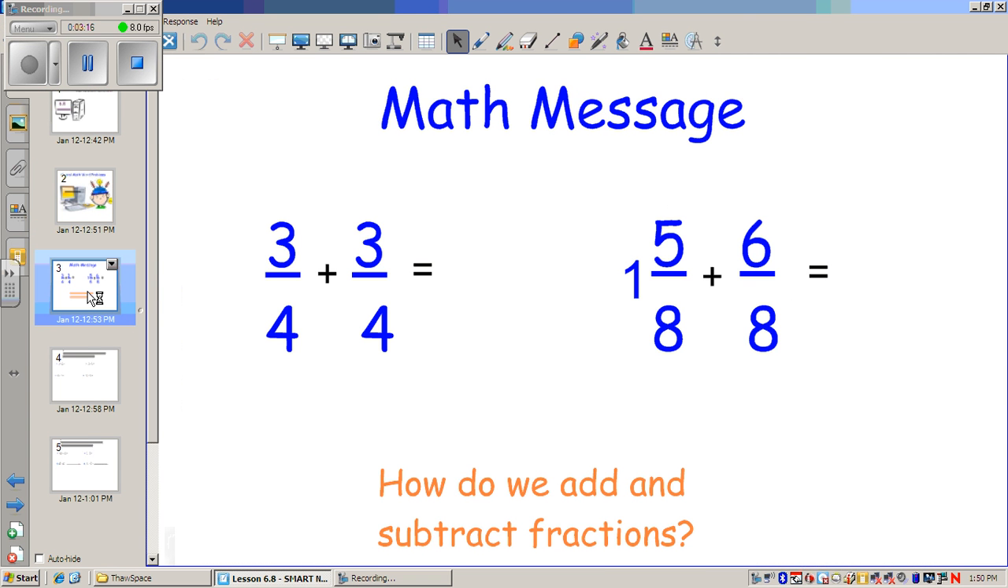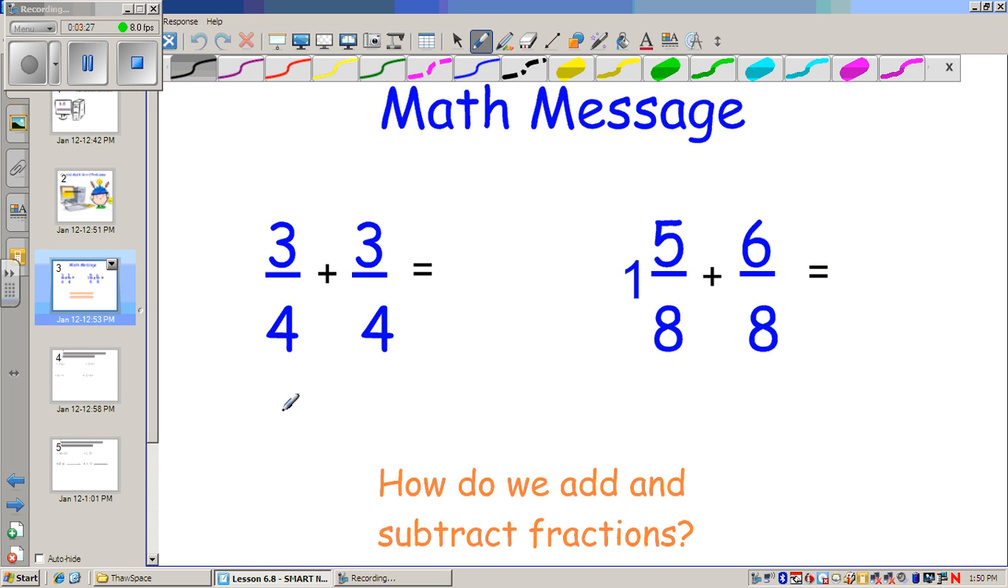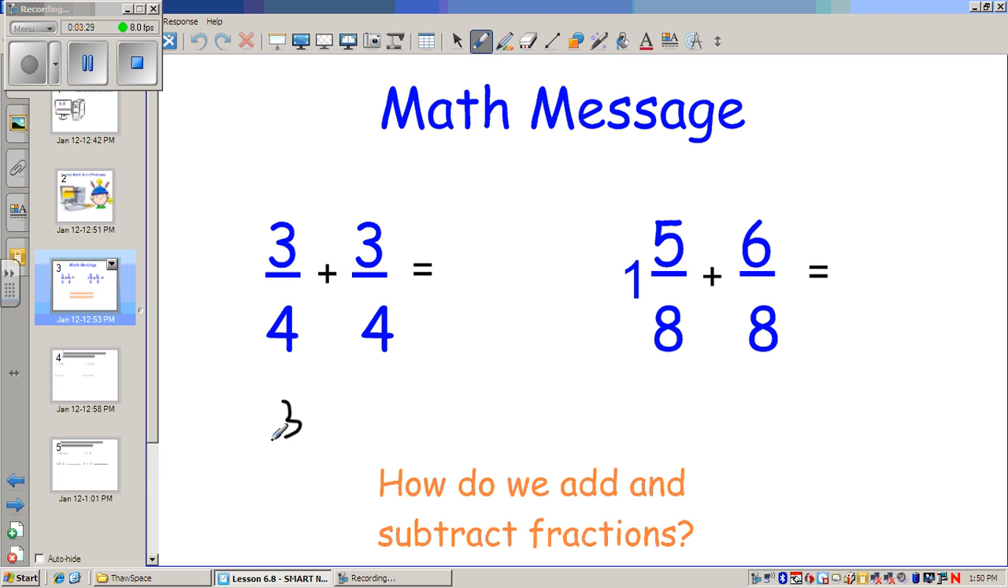Okay, so now it says math message. How do we add and subtract fractions? Well, with this one, we had 3/4 plus 3/4. Now, when I am doing a problem, I really like to do it like this. My writing's going to be not so great because I forgot my Airliner at school. But I like to line them up this way instead of like this because it's easier for me to see it when I do it this way. And I add numbers in a column anyways.